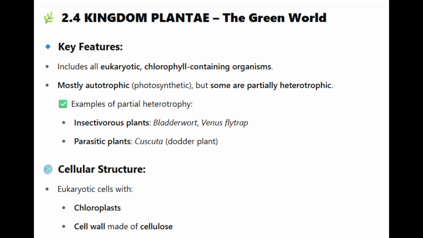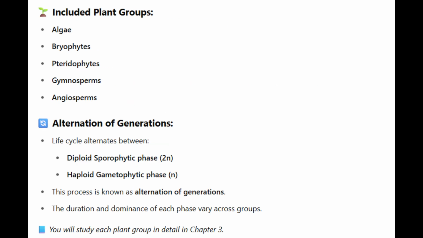Cuscuta, also known as the dodder plant, is a parasitic plant. It wraps around other plants and absorbs their nutrients. Cell structure: plants are made up of eukaryotic cells with chloroplasts, where photosynthesis occurs, and a cell wall made of cellulose, providing rigidity and shape.